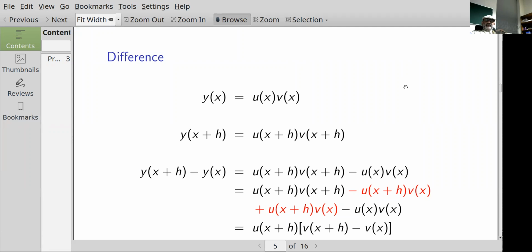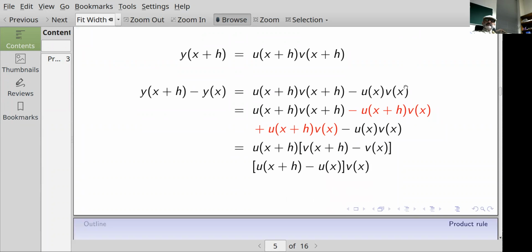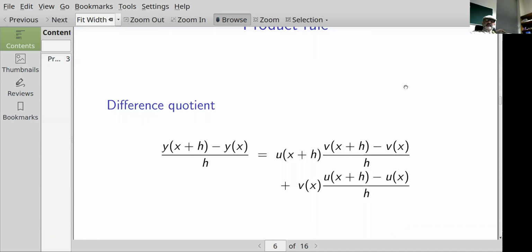Now this has the advantage then that I can group my terms so that I get u of x plus h times the difference in v, v of x plus h minus v of x, and the difference in u, u of x plus h minus u of x, times v of x. Now I know what happens when I divide these differences by h and take the limit, I will get the derivative. Okay, so now we divide by h to get the difference quotient. So y of x plus h minus y of x over h is u of x plus h times the difference quotient for v plus v times the difference quotient for u.